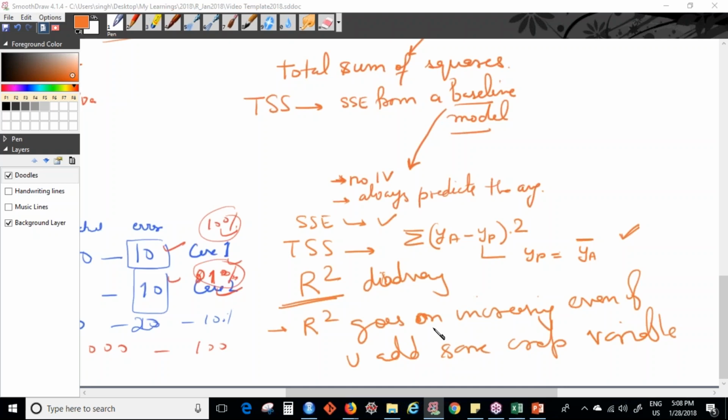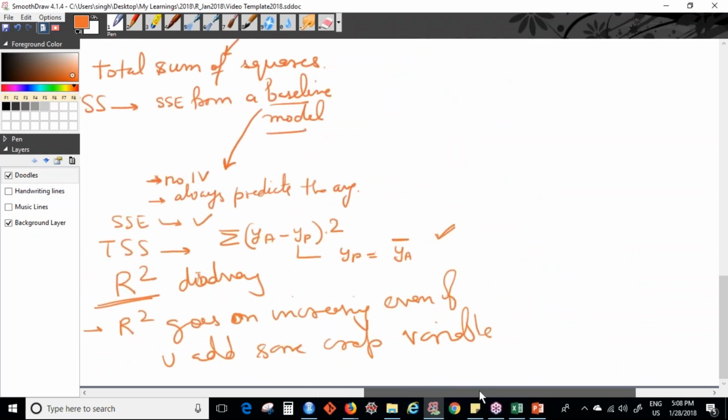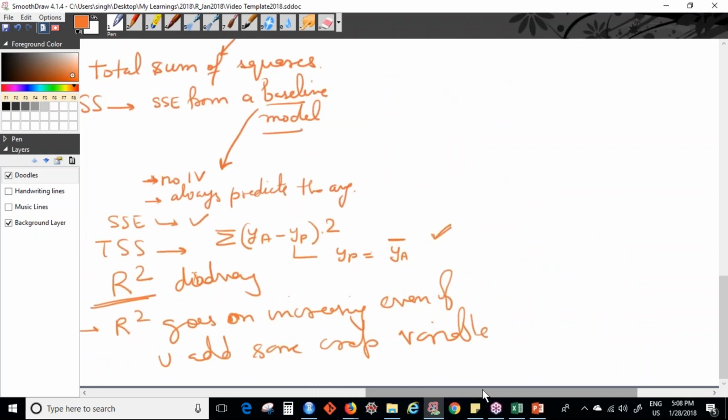So your R square will increase even if you add some insignificant variable. R square goes on increasing. But that doesn't mean your model's accuracy has improved, because that is a property of R square, that it goes on increasing. So that is why it is very difficult to say whether your model is good or not just looking at R square. It is very difficult to judge.